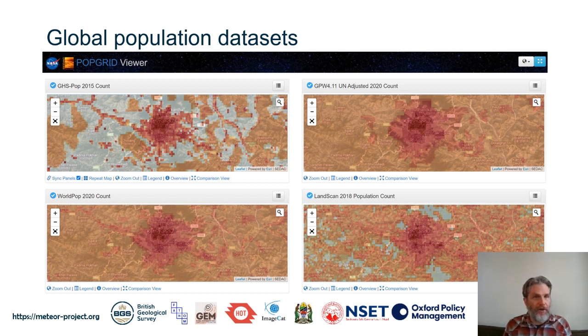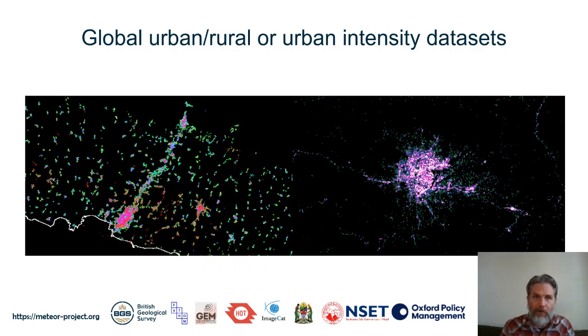OSM data is really good here too, where it's complete, and figure out what is the most accurate for your area and for your purposes. All right, again, drilling down into that global urban, rural, or urban intensity data sets. Here's 2 examples, again, from Nepal.